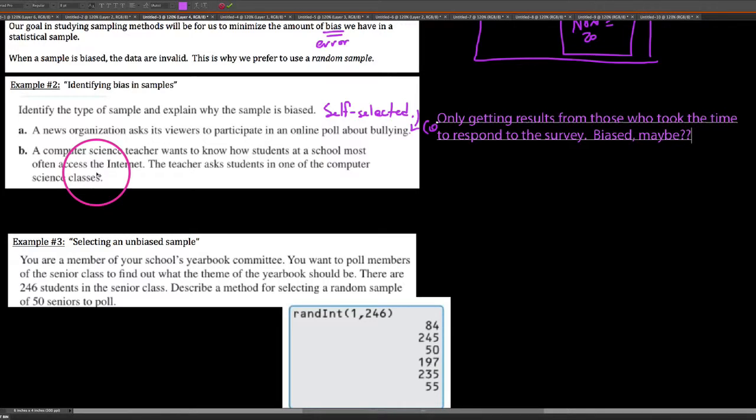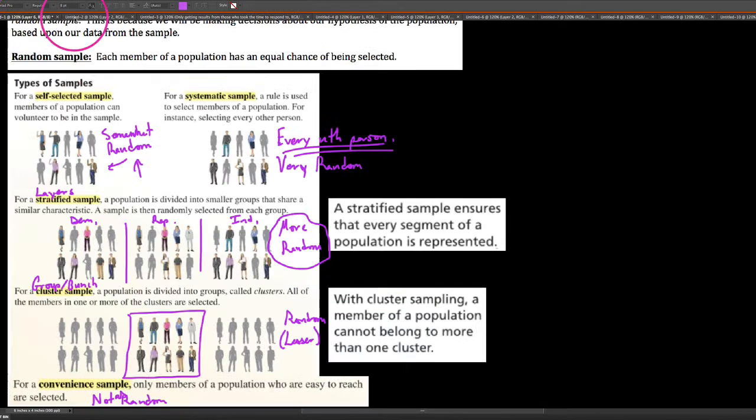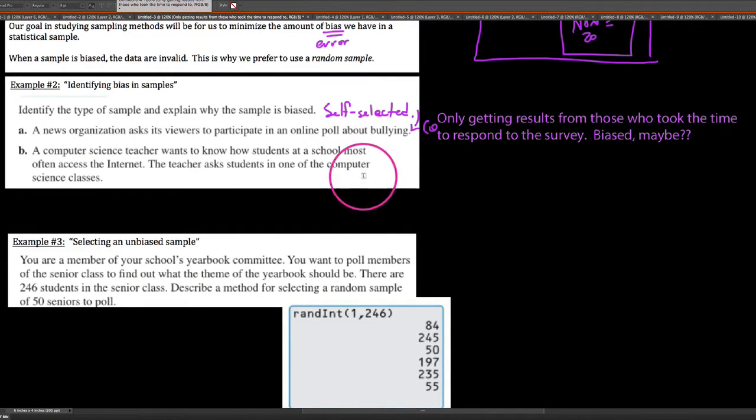In letter B here, it says a computer science teacher who wants to know how students at a school most often access the internet asked students in one of the computer science classes. And so since we're hitting up an entire computer science class, and that's already a bundled group here, I suppose, trying to flip back over to our sampling methods, but I think because my mouse here is on typing, we can see that this is a cluster of people. It's already been predetermined. So let's go ahead and recognize that this is a cluster. This is a cluster sample. And if we were to say, why would this be biased?